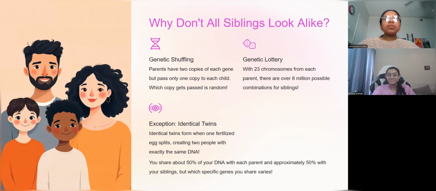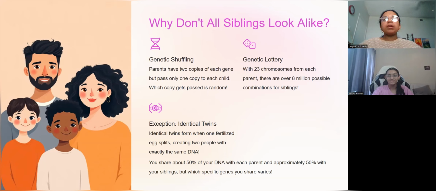Okay, so why don't all siblings look alike, right? Sometimes you see people saying, "Oh, these siblings look exactly the same," and other times they're like, "Oh, wait, y'all look so different from each other," right? So this is because of genetic shuffling. Parents have two copies of each gene, but pass only one copy to each child. Which copy gets passed on is random. So that is why you can sometimes have siblings that look very different from you, and sometimes have siblings that look really similar to you.